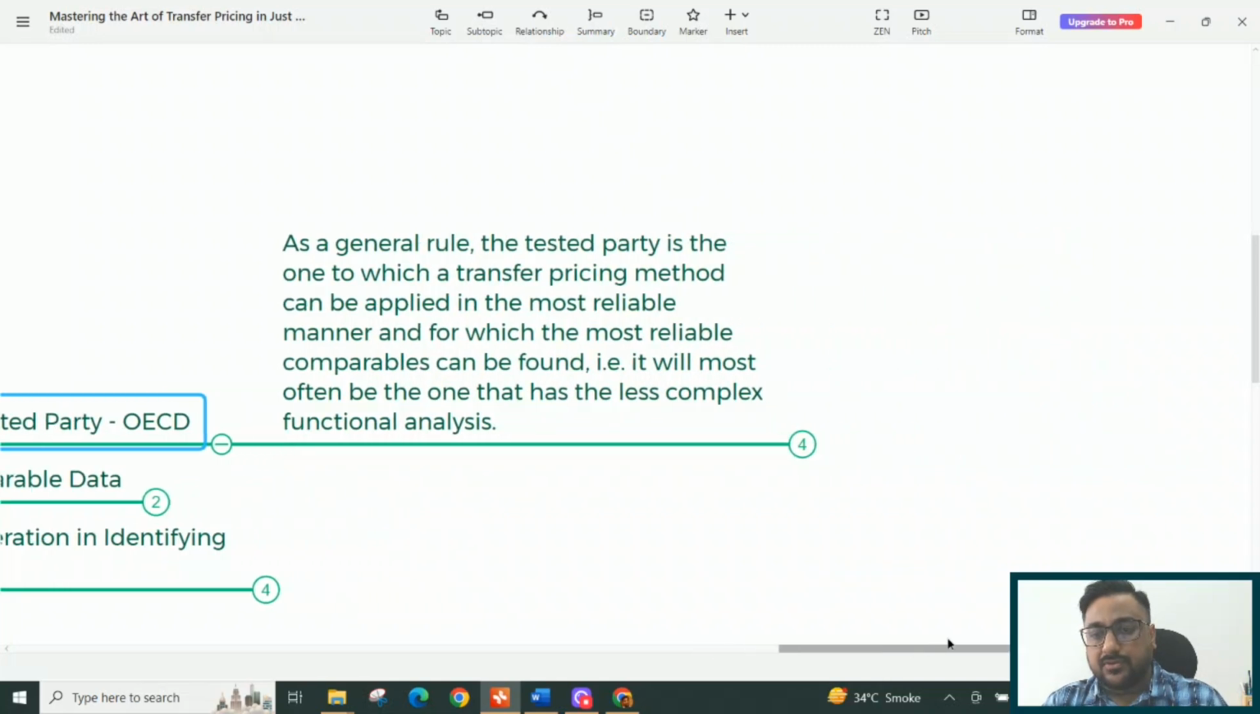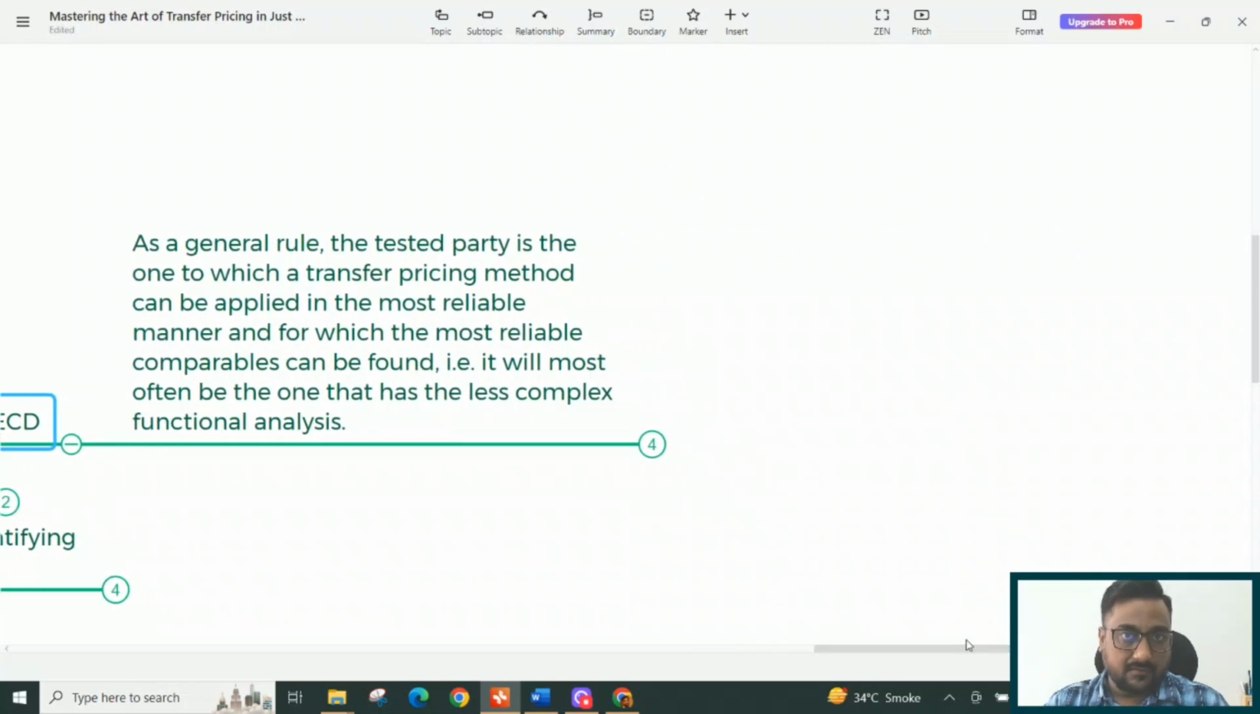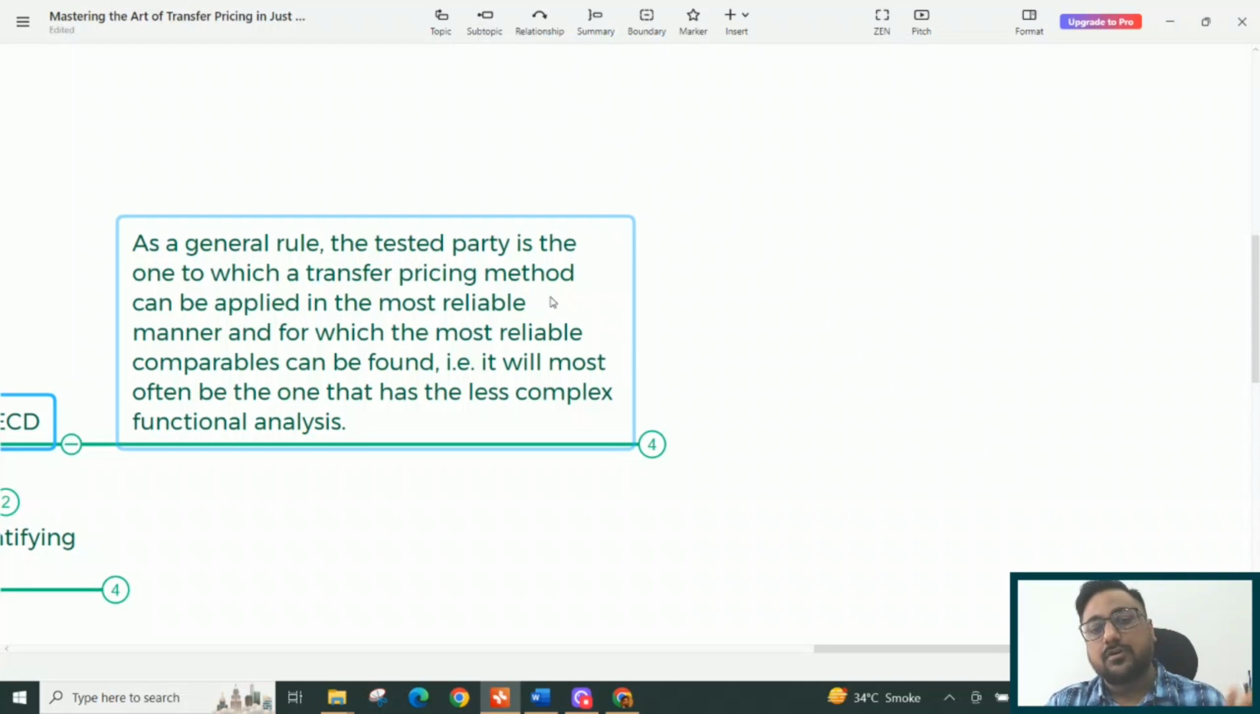Now, if you see OECD guidelines, it provides this statement with regards to the tested party. What it says is that as a general rule, the tested party is the one to which the transfer pricing method can be applied in the most reliable manner and for which the most reliable comparables can be found. Easy to understand? It will most often be the one that has the least complex functional analysis. Now, when you do the functional analysis, you characterize two entities, right? You draw up a functional profile for two entities, one main entity and the other would be the entity which performs comparatively lower functions compared to the main entity.